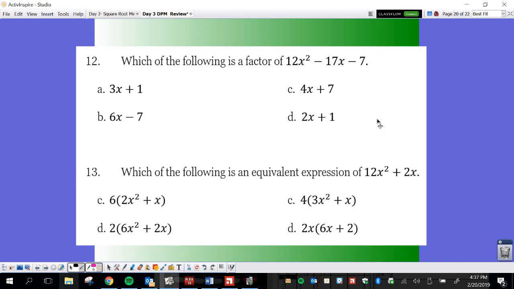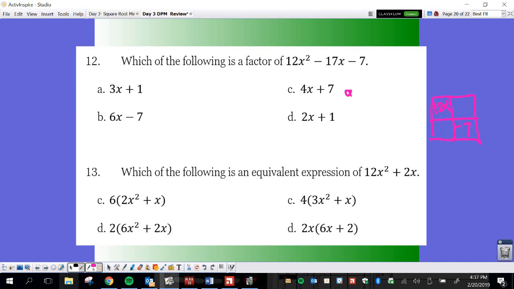So when I first look at the 12x squared minus 17x minus 7, I know that there's not a greatest common factor that I can factor out, so I'm just going to have to use the coefficients that they've given me. So let's go ahead and make our box. And we know that the 12x squared is going here, and then negative 7 is going here. Okay, so now I have to determine what goes in here.